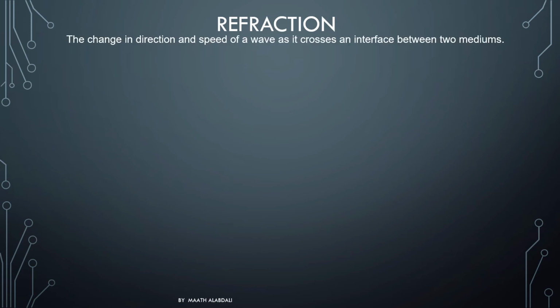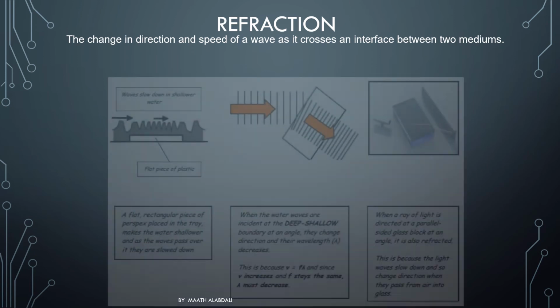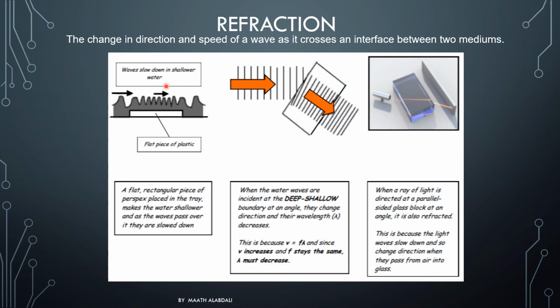Refraction. Refraction is the change in direction and speed of a wave as it crosses an interface between two mediums. So this is the proper definition of refraction. In here, we've got waves that slow down in shallower water. A flat rectangular piece of perspex placed in the tray makes the water shallower, and as the waves pass over it, they are slowed down. That's another example of refraction.